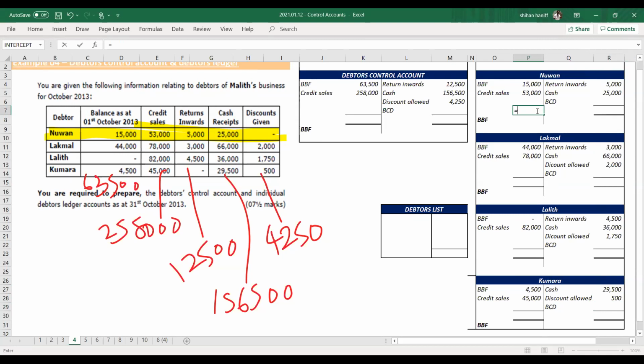So if you calculate the balance, minus 38,000. Control account balance is 321,500. 148,250.